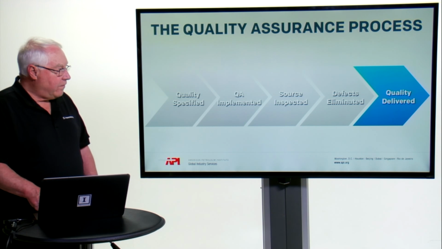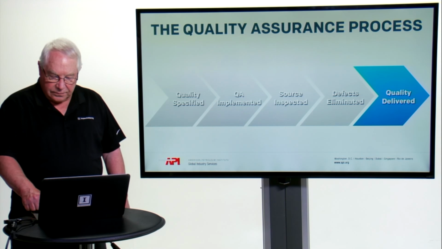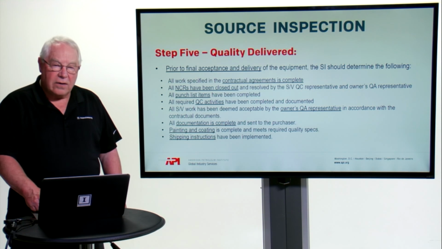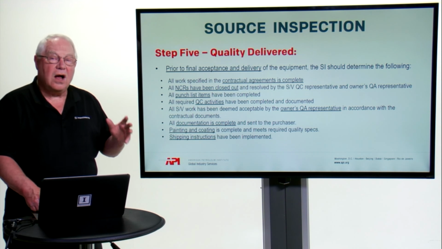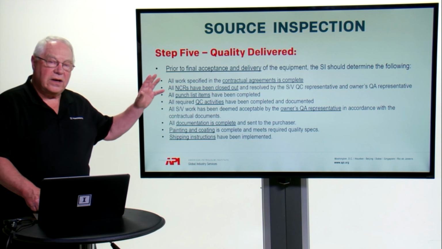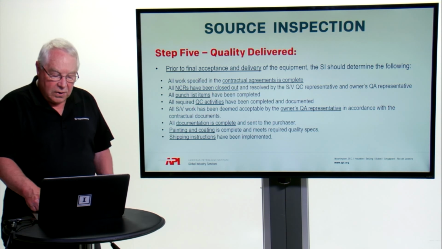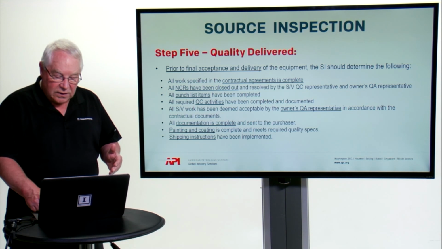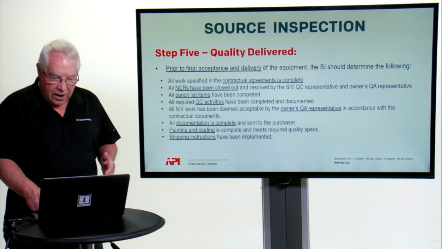Now we're ready for step 5 in this graphic, where the quality product is delivered. Prior to final acceptance and delivery of the equipment, the source inspector should determine a number of important things. And here are just a few examples. There's quite a few more than this, but overall, the work that is specified in the contractual agreements has been completed in accordance with the specifications. Very important overall aspect of what the source inspector's job is.